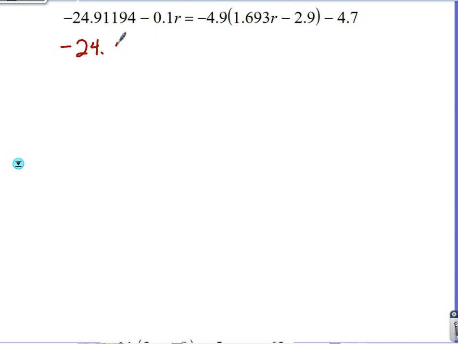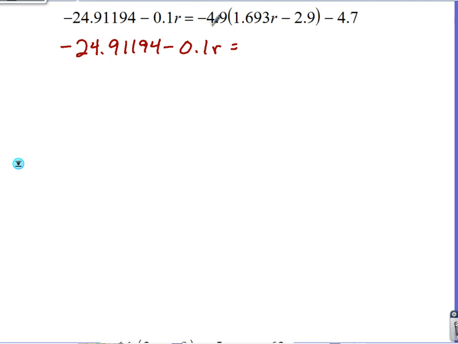Negative 24.91194 minus 0.1 R, which is something else. If you don't like the letter R and you want to use X, that's fine. Take out the R, put in X. If you have a preference for the letter A, take out the R, put in A. It doesn't matter what letter you use. The reason I say that is sometimes some of my letters look like numbers, so I substitute something else in.